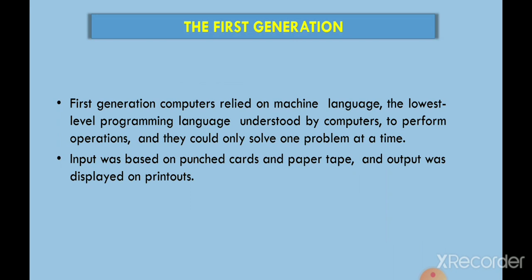First generation computers relied on machine language, the lowest level programming language understood by computers, to perform operations, and they could only solve one problem at a time. Input was based on punched cards and paper tape, and output was displayed on printouts.